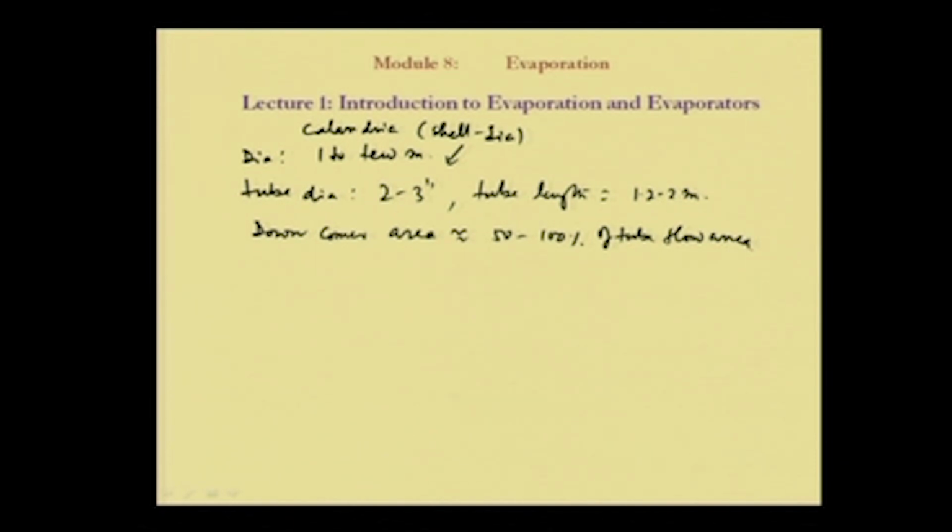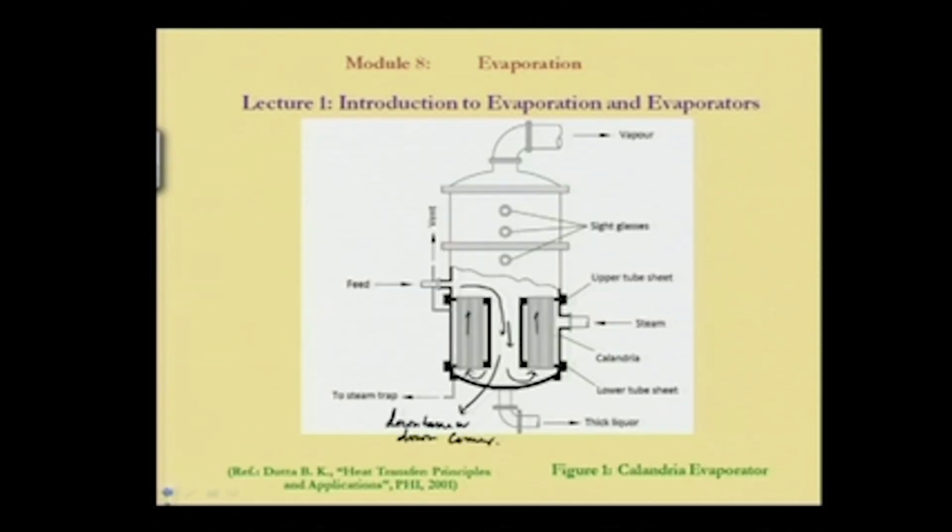Okay. As we see, there will be some entrainment separator here. This entrainment separator is here just to make sure that no liquid bubbles are entrained in this region with the vapor. Okay.